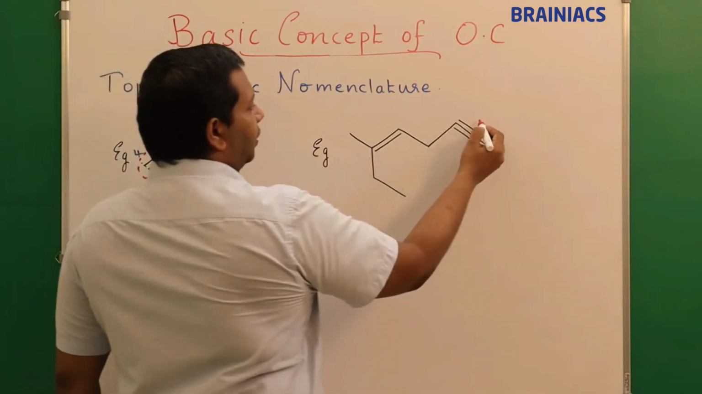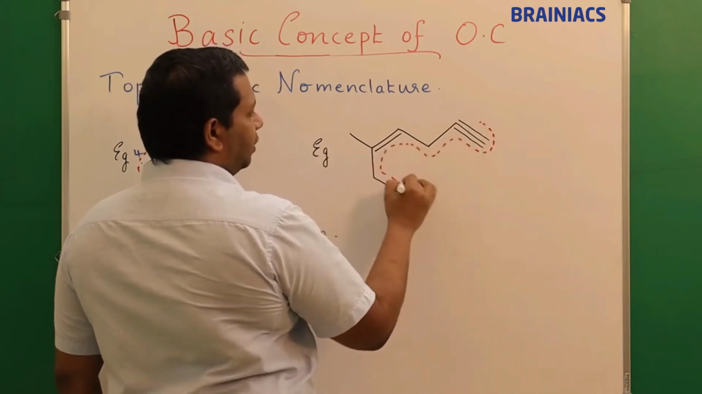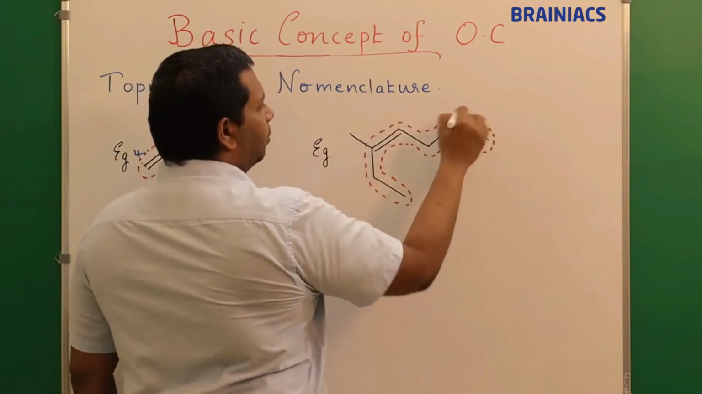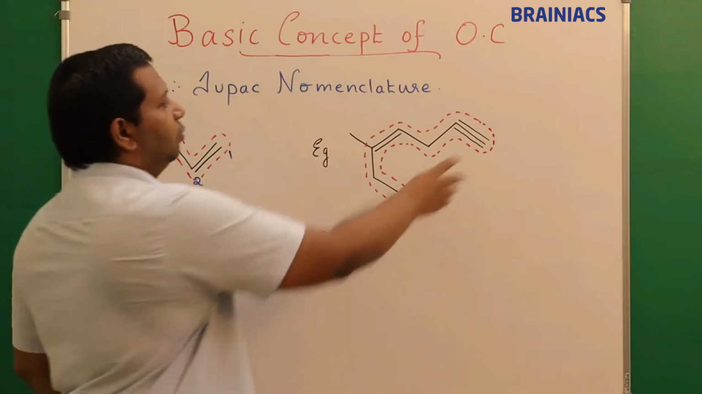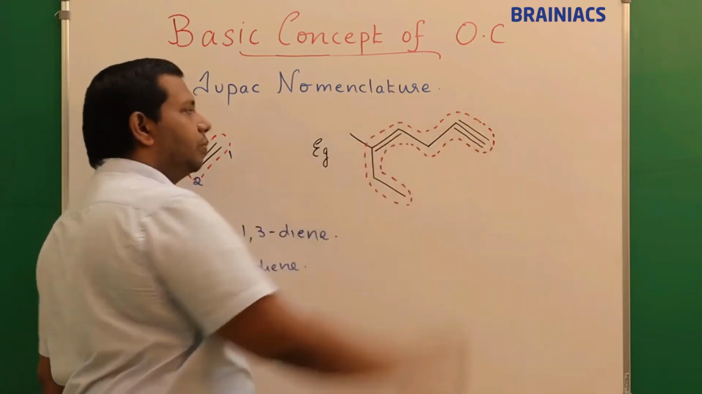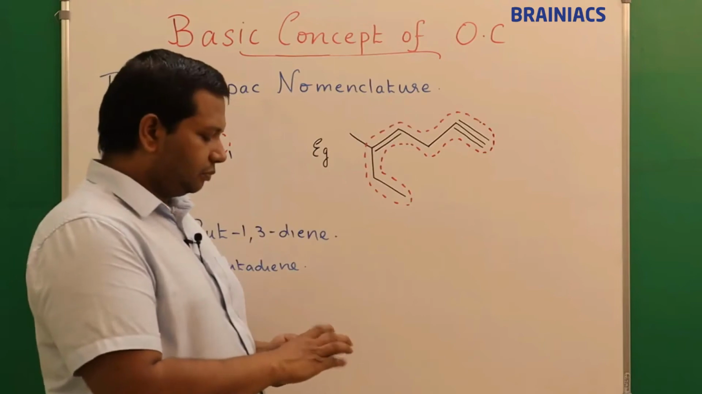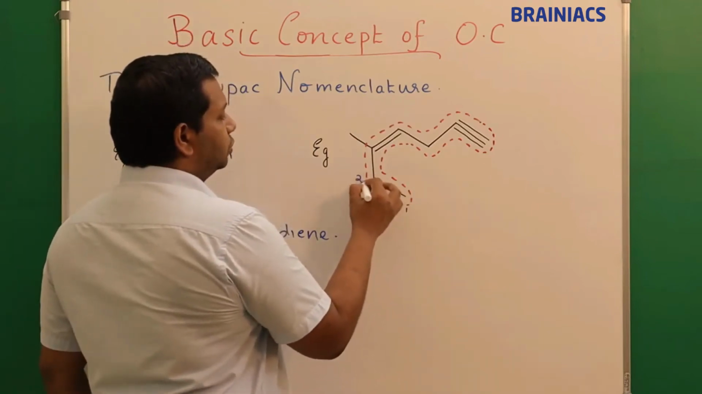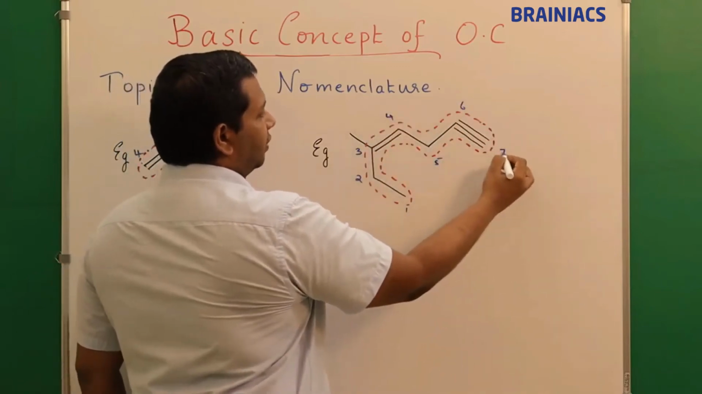So I will start from here. So it should be like I am including this and I am including this. So this should be my longest possible parent carbon chain including the double bond. Correct? You can see 1, 2, 3, 4, 5, 6, 7, and all double bonds and triple bonds are included. Correct? So numbering. Let me start numbering from here. If I number it from here, 1, 2, 3, 4, 5, 6, 7.